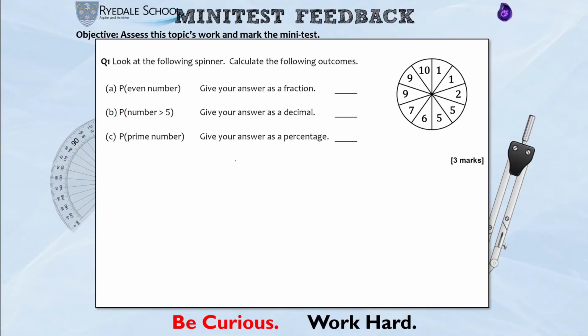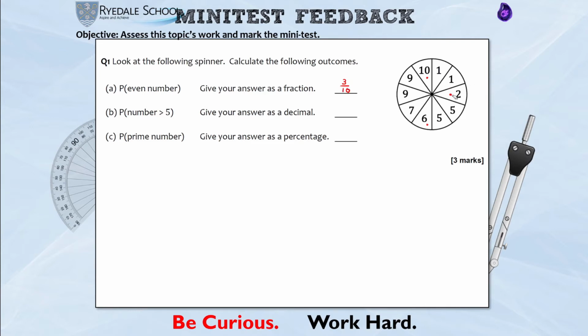So looking at question number 1, it says look at the following spinner, calculate the following outcomes. And we have probability notation, so it says the probability of an even number. So if we just have a look at our spinner, which is split into 10 sections, we have 1, 2, 3 even numbers, and it asks for this answer as a fraction, so that is 3/10.